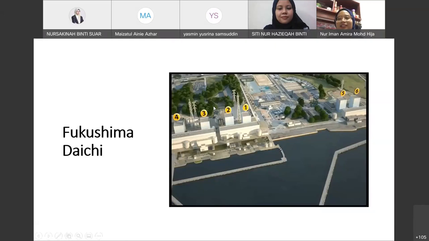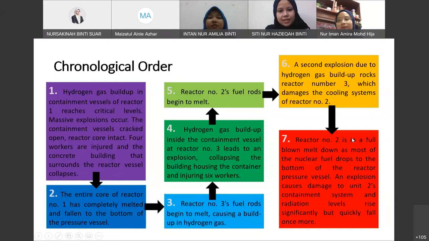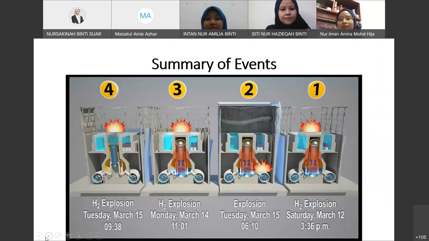I will continue with the accident that happened in Fukushima Daiichi. So this is the chronological order of what happened during the accident, but I will not go through this. I will just show you the picture so that you can have a better understanding. So this is the summary of the events.